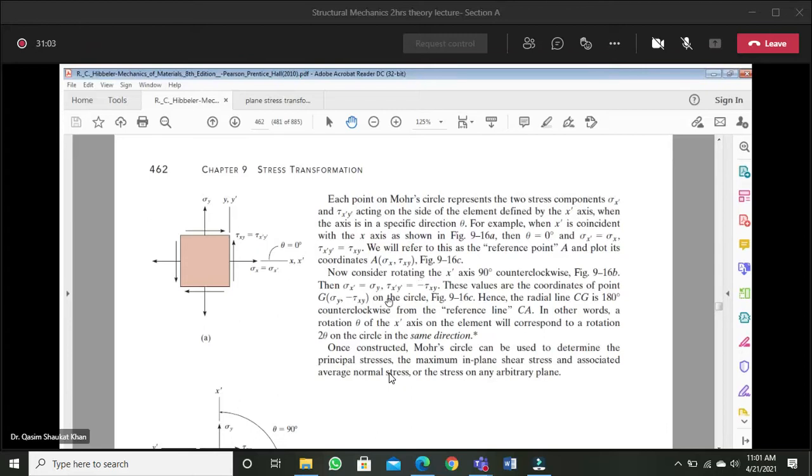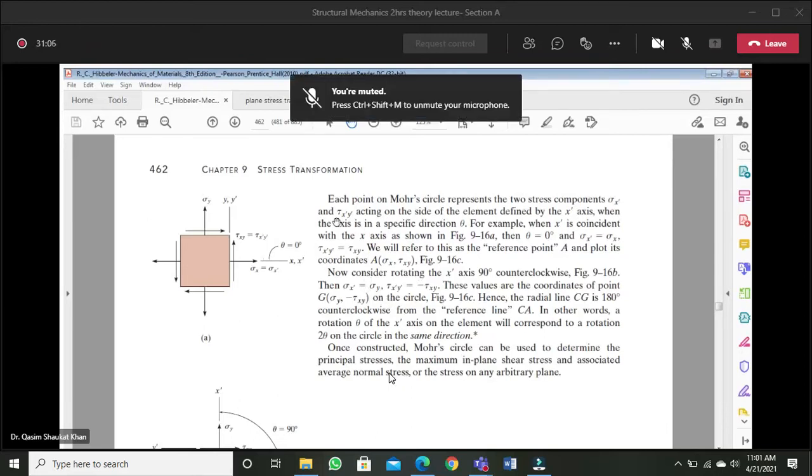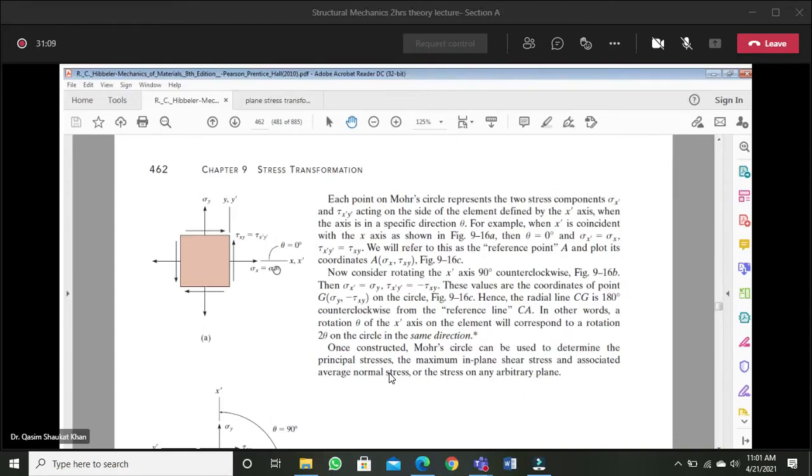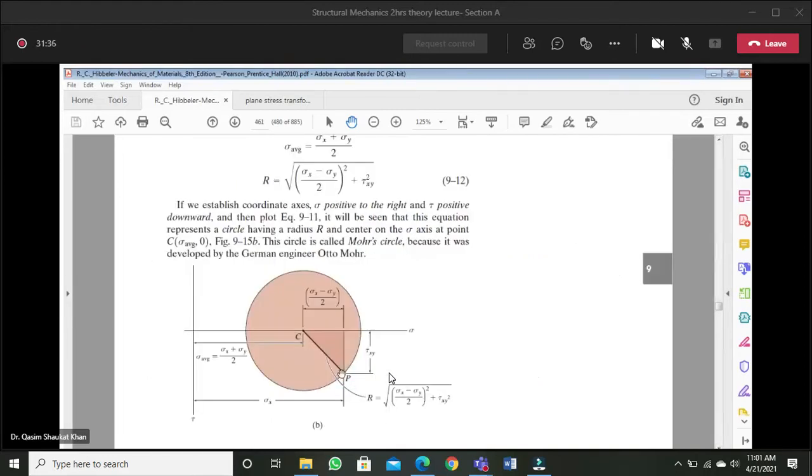Okay. Now our second case. So now this point where theta is 0 and sigma x dash is equal to sigma x, tau x dash y dash is equal to tau xy. So this point is referred to as our reference point, designated as A, and its coordinates will be the same as sigma x and tau xy. So that's why this point is our reference point A. ठीक है जी, this is my reference point, and you can see that this point is downwards.